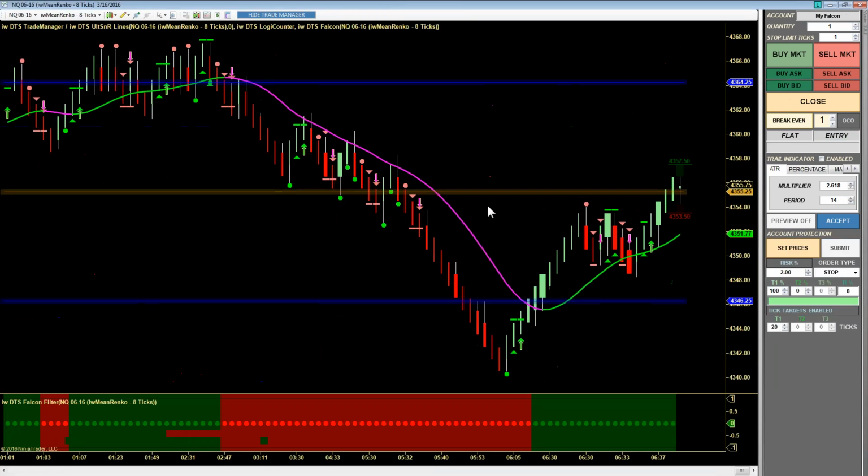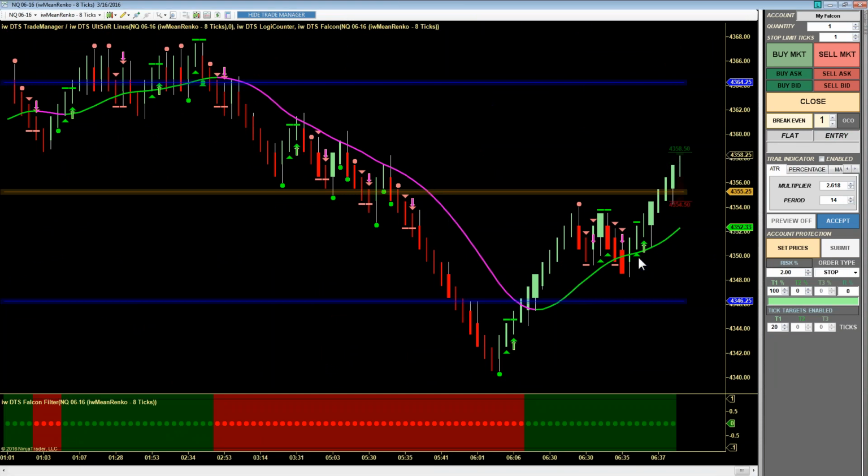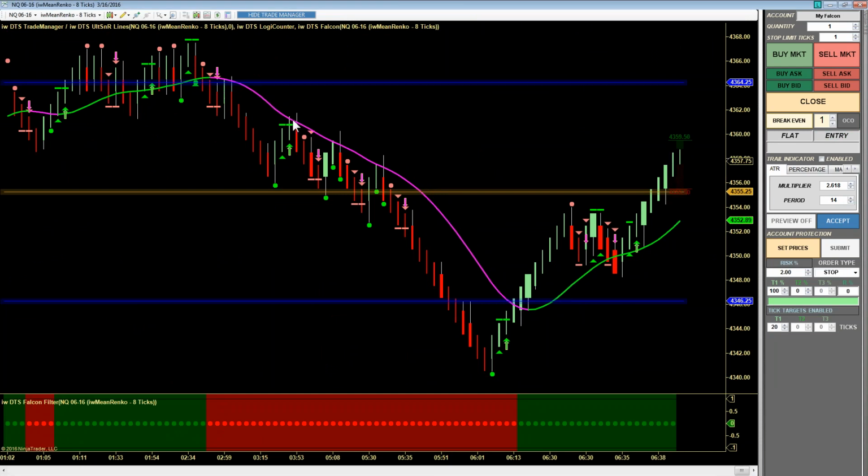Okay, Falcon Swing Trader. This is our swing trading tool. We pay very close attention to this trend line. This trend line here is going to give us our directional bias. So when the trend line is red, we're looking to sell. When the trend line is green, we're looking to buy. Right here, this is our classic trend change signal. And it's pretty easy to identify. It occurs when the trend line changes color.